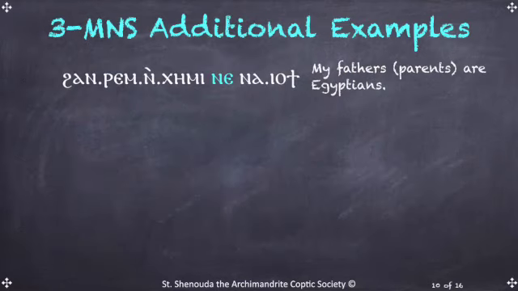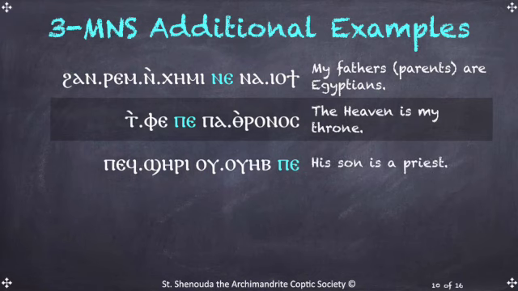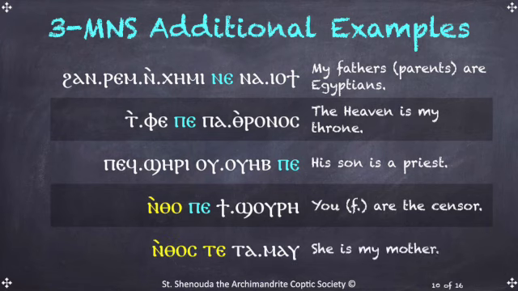More examples on the 3-member nominal sentence. Hanremen kemi ne nayoti. My fathers or parents are Egyptians. Etfe pe pa etronus. The heaven is my throne. Pefsheri u we pe. His son is a priest. Ento pe tishuri. Into pe ti shori. You, feminine, are the center. Entus te tamao. She is my mother.